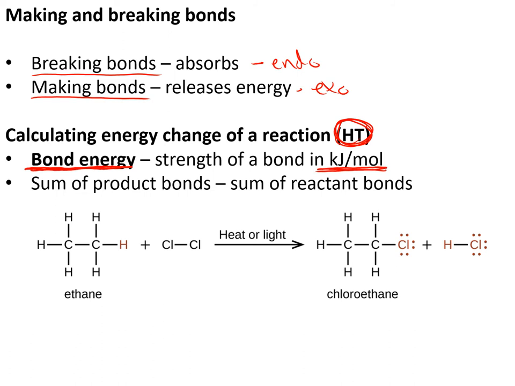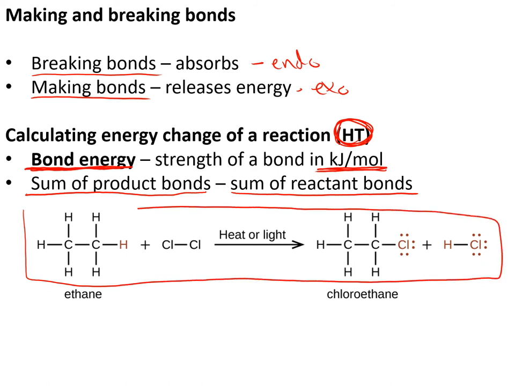The calculation we're going to do is really straightforward. It's going to be the sum of the product bonds minus the sum of the reactant bonds. And to work it out, we need to look at a diagram like this where we can see all the bonds involved in our reaction. So as I said, it is the product bonds minus the reactant bonds. So all we do is just add them up.